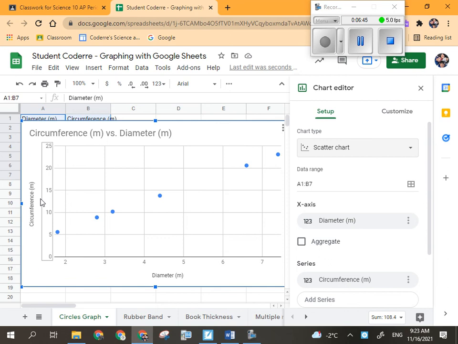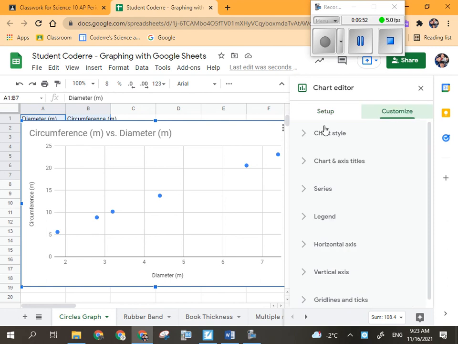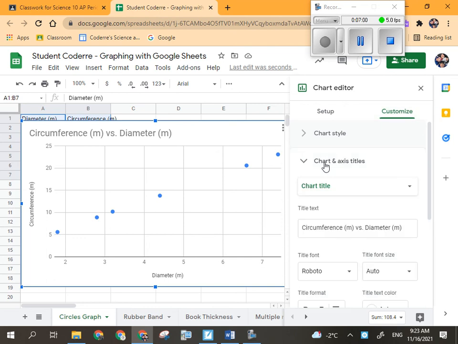So if I want to change any of the layout of my graph, I go over here to Customize. In here you can pick all the kinds of things that you can customize. So I'm going to pick Chart, Axis, and Titles right now. Right now I'm on Chart Title, but if I click there, I can change the X-axis or the Y-axis titles. Right now I'm just going to change the chart title, and I'm going to say Circles Graph. And then maybe say diameter versus circumference. You can see that as I type that, it actually changes it up here.